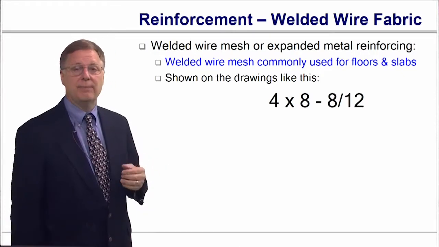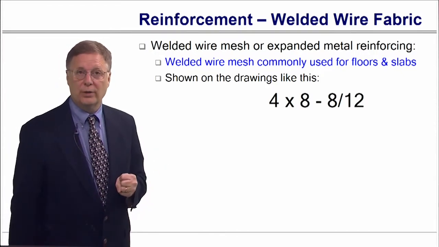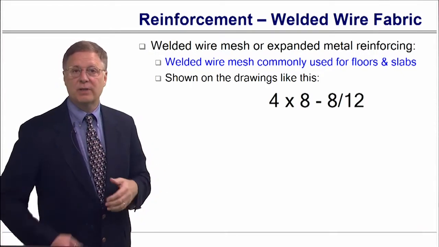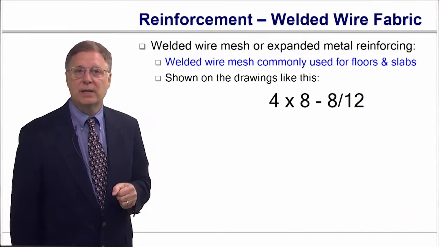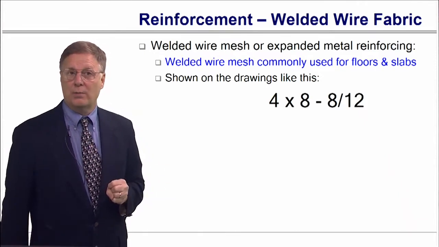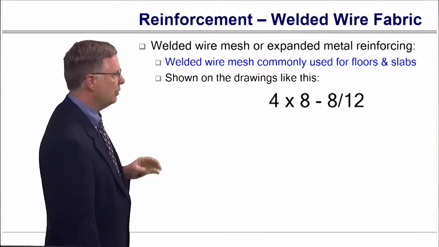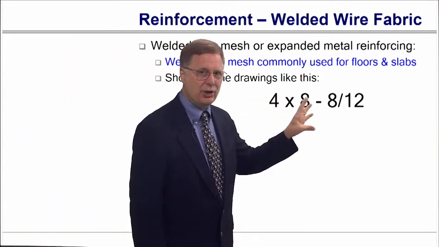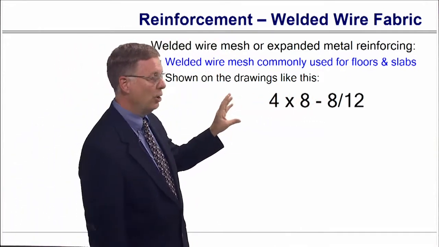So, by the way, on your homework, you'll use welded wire mesh. It's a type of reinforcement, just a different type of reinforcement. So let's talk about what a welded wire mesh looks like. They'll usually give it a designation, and this is a code.